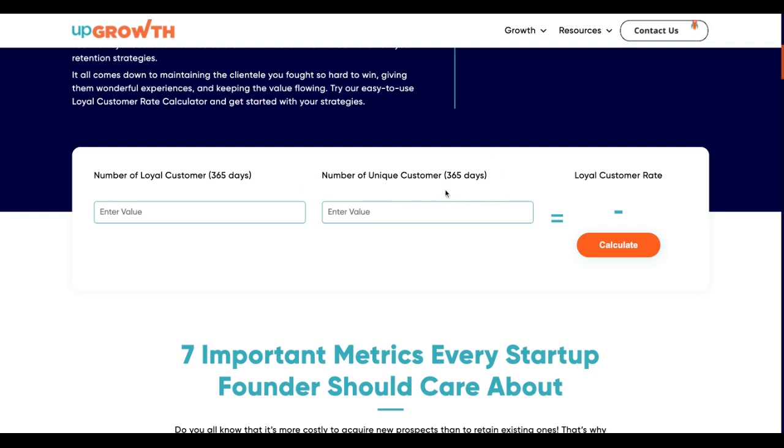Number of unique customers within the same timeline, that is 365 days, counts the total number of distinct customers who have made at least one purchase in the past 1 year, which provides a broader view of your customer base.